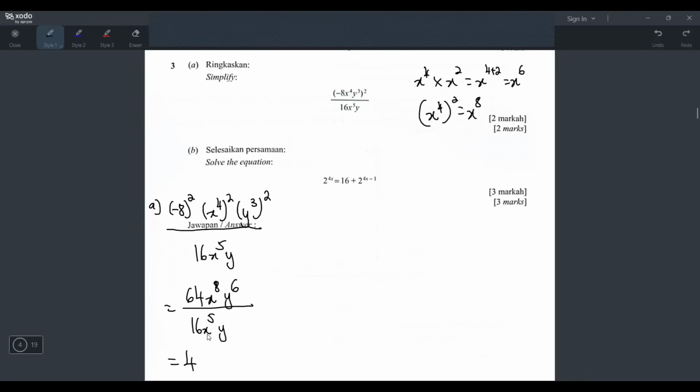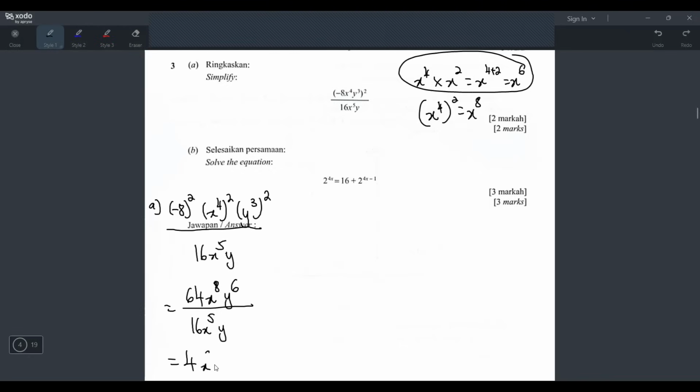So what is x power 8 divide x power 5? It will be x power 8 minus 5, right? I already explained here, if the base is the same and times, the power will plus. Then if the base is the same and divide, then the power will minus. So it will be x power 8 minus 5. But we can do this quickly, it is x power 3. So straight away write x power 3.